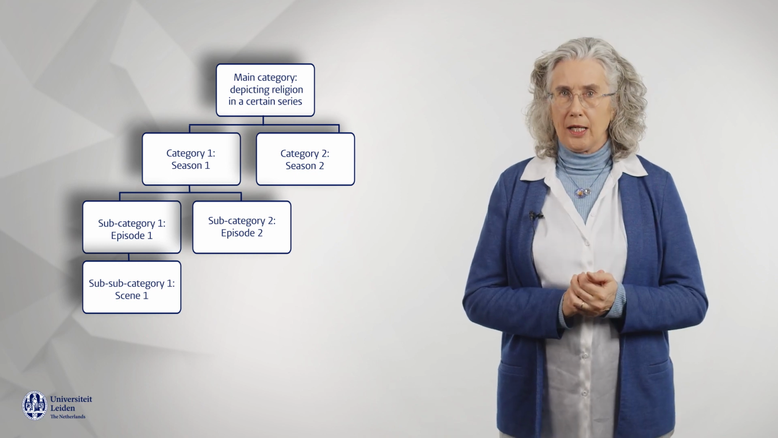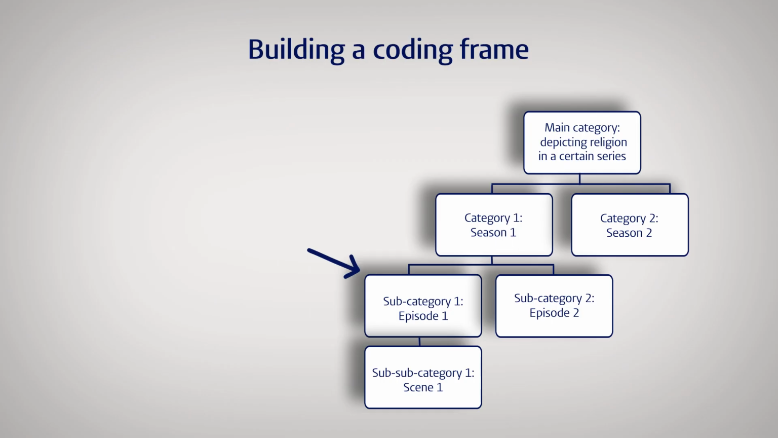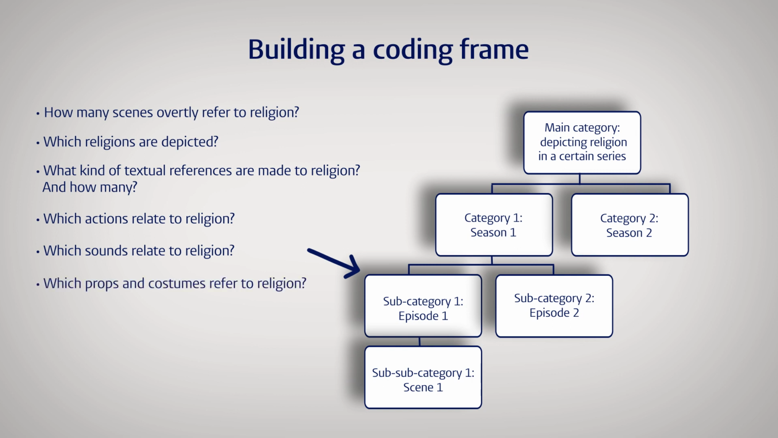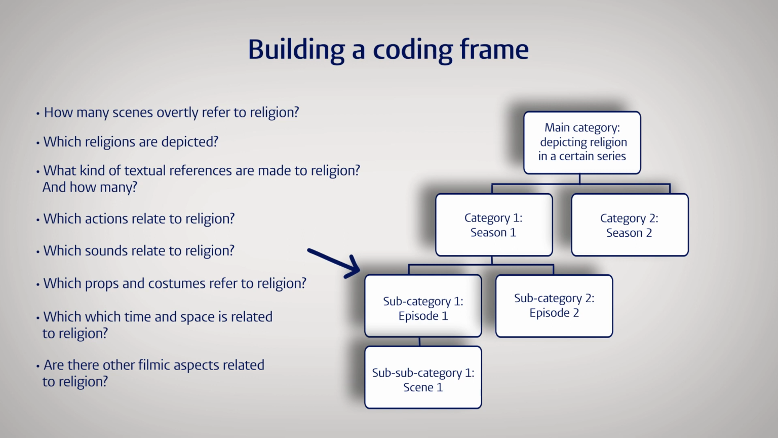I pose the following questions to my material. How many scenes overtly refer to religion? Which religions are depicted? What kind of textual references are made to religion and how many? Which actions relate to religion? Which sounds relate to religion? Which props and costumes refer to religion? Which time and space is related to religion? Are there any other filmic aspects related to religion?